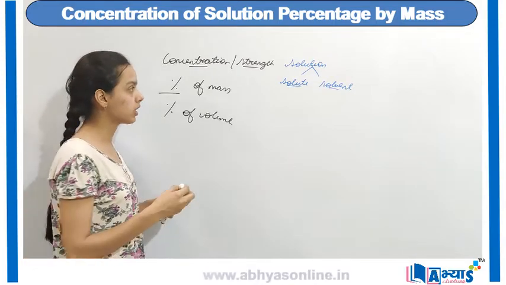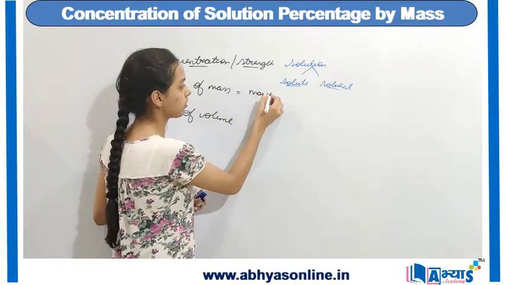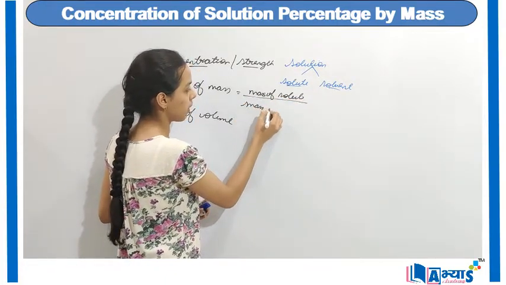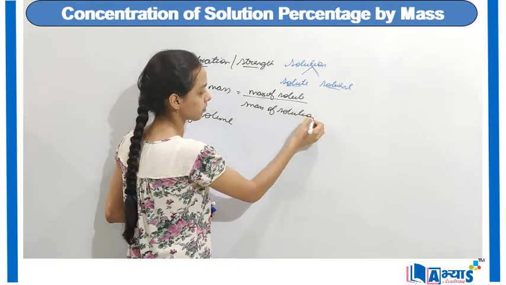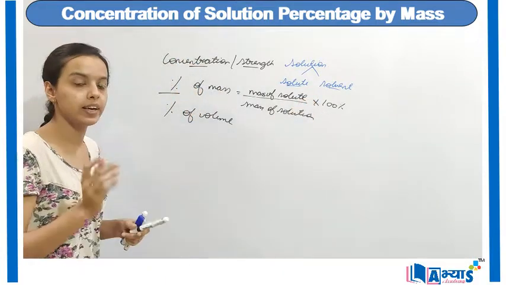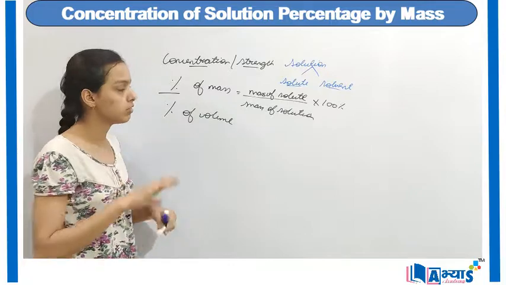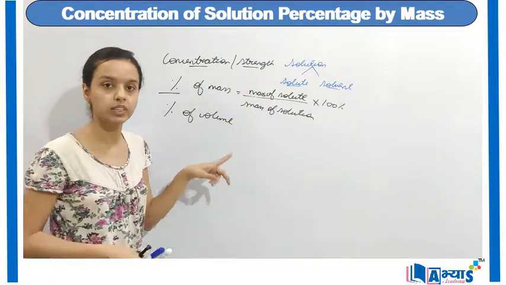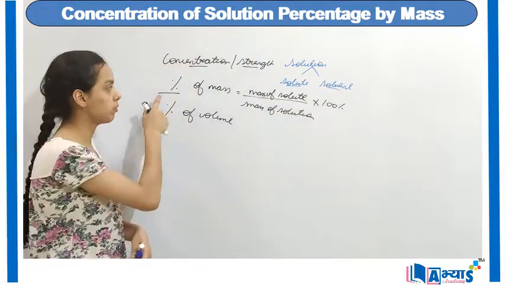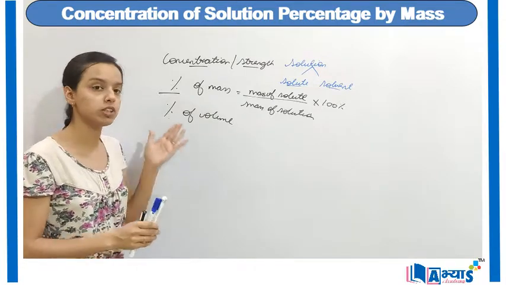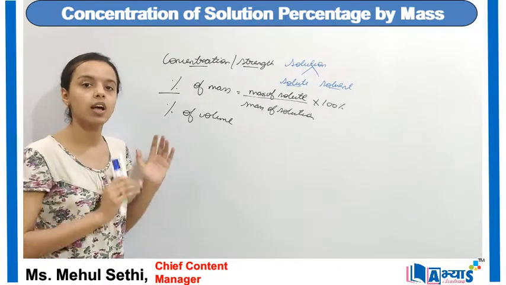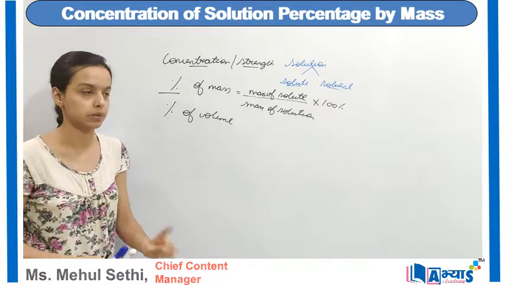The formula for this concentration is mass of solute upon mass of solution into 100%. It is always expressed as a percentage, because when we divide both of these quantities, if both are in grams, the grams cancel out and we get a value in percentage. So this was the formula for concentration. We will now discuss important examples based on the concentration of a solution expressed by mass.